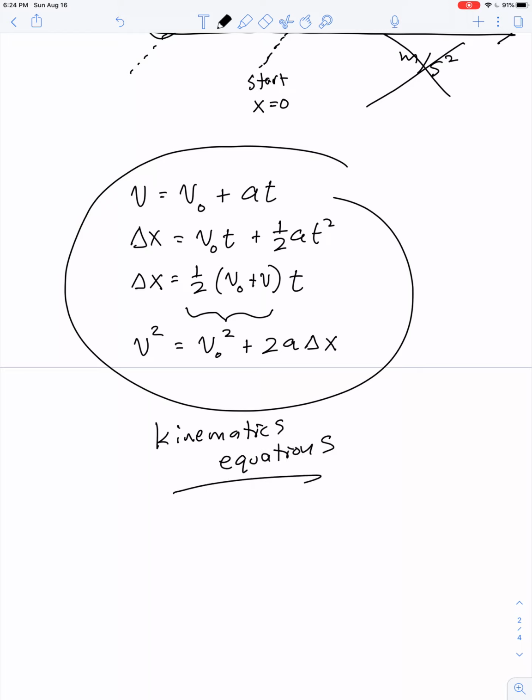And much of the emphasis of this unit of study is going to be about putting these kinematics equations into practice. So that's all for now. We'll move on and define velocity and acceleration more formally in the next couple of video lessons.